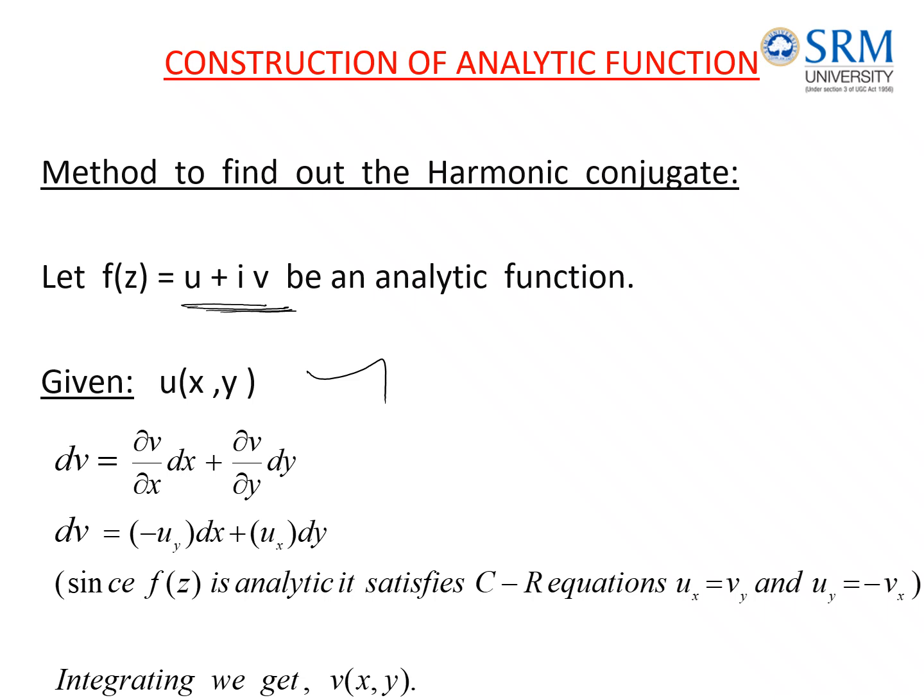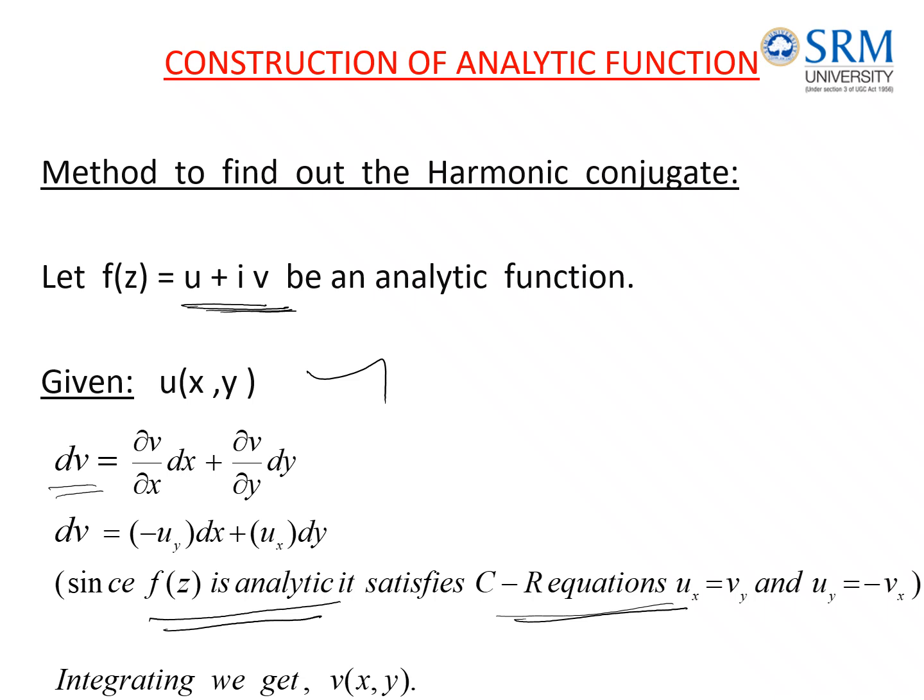the total differential coefficient of v. That is, we need to write dv as dou v by dou x into dx plus dou v by dou y into dy. Then this dou v by dou x and dou v by dou y we can rewrite using the Cauchy-Riemann equation. As the function is given as an analytic function, the CR equation will get satisfied. So applying the CR equation, we can write vx as minus uy and vy as ux.